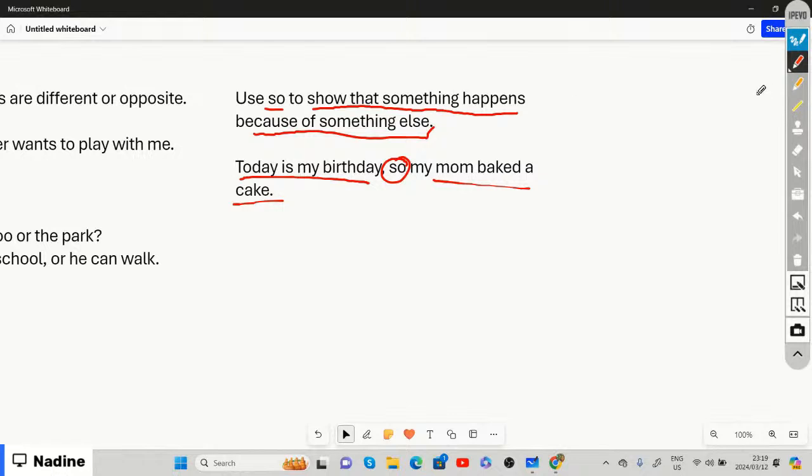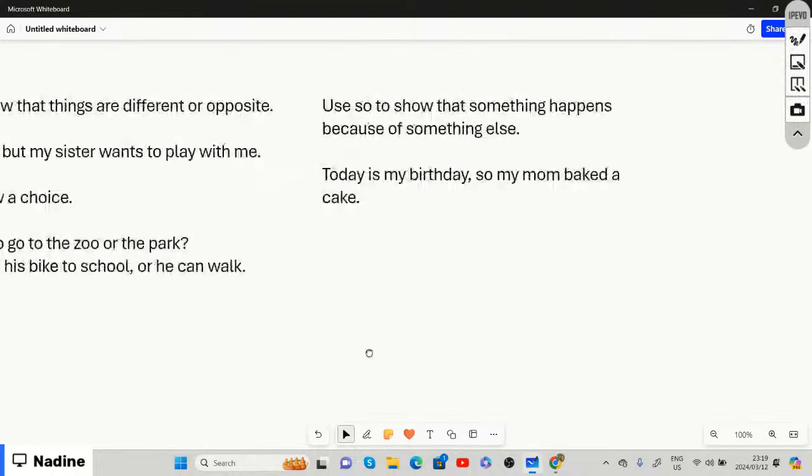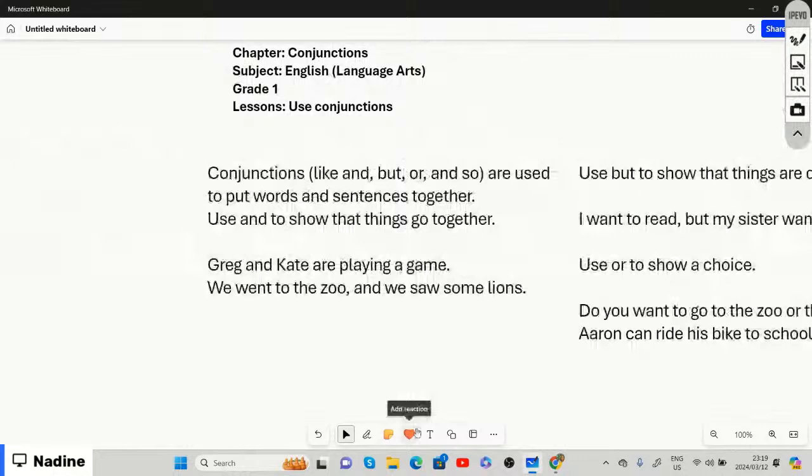Right? So these are conjunctions, right? And conjunctions are words, and they basically put words and sentences together. So conjunctions are used to put words and it's used to put sentences together. And we basically made examples of either words or sentences that are being put together.